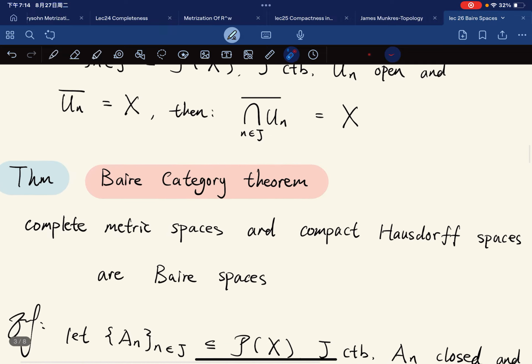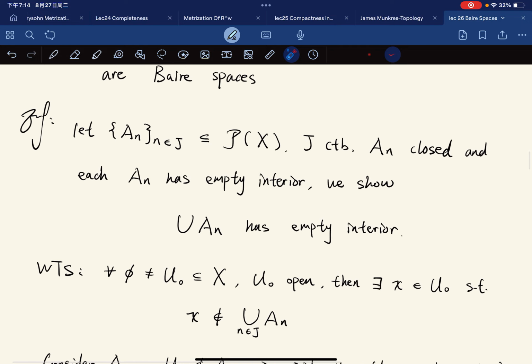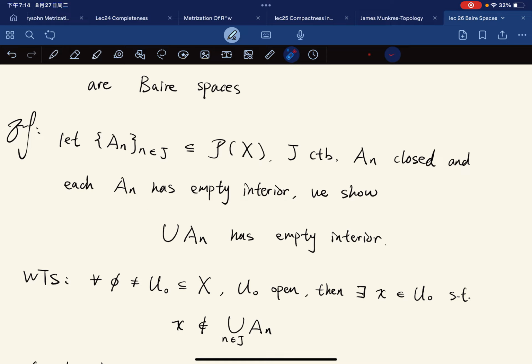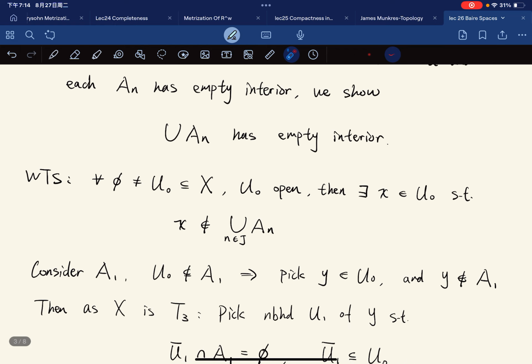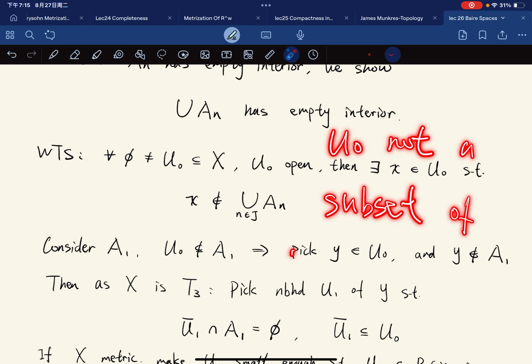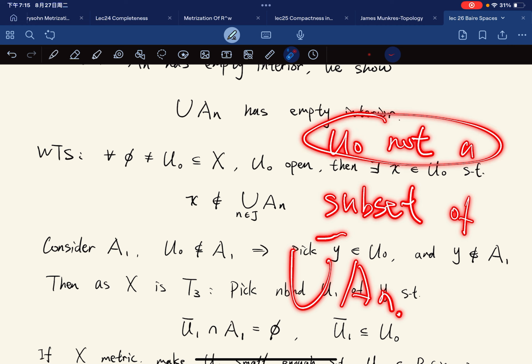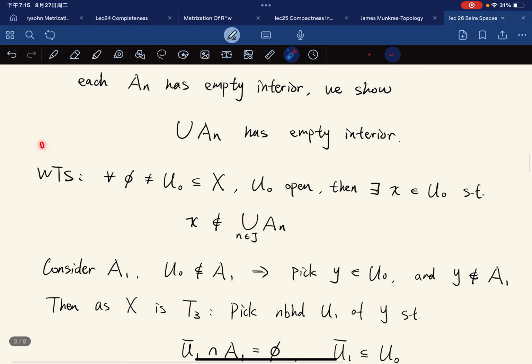And now we're going to prove the Baire Category Theorem. It states that complete metric spaces and compact Hausdorff spaces are Baire spaces. So let's just start with a given countable collection of closed sets A_n with empty interior, and we show that the union also has empty interior. To show this, we want to show that for any non-empty open set U_0 in X, there exists a point in U_0 such that it is not in the union of the A_n, right? Because if U_0 is not a subset of the union of the A_n, we must have a point in U_0 that is not in the union. So we need to focus on this.